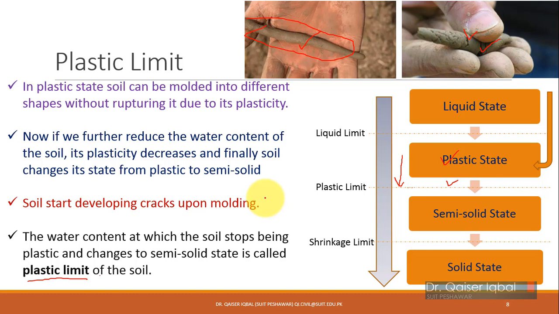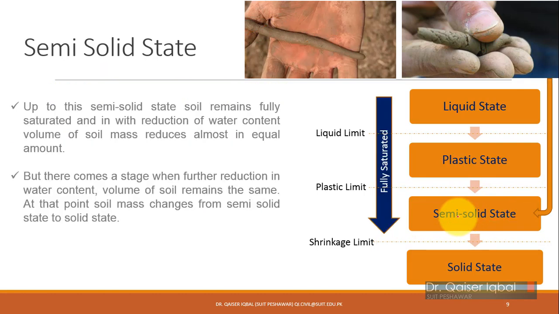If you go beyond this point, if you further reduce the moisture beyond this point, then the soil will be no more plastic, but if you try to mold it, it will start to develop cracks. So it is going to be in a semi-solid state. So let's say that we have reduced the moisture content further and we are now in the semi-solid state. So in semi-solid state, the soil remains fully saturated still at this point, and if you reduce the moisture content, the volume of the soil will reduce with equal amount up to this point, okay.